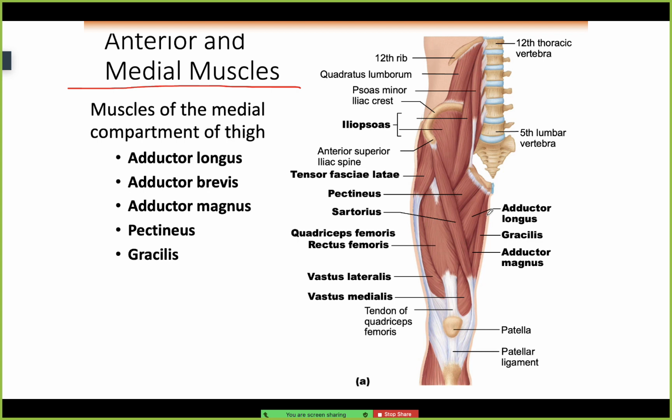So we have the adductor longus and the adductor brevis. Adductor longus is right over here. Behind that, as we already saw, you have the adductor magnus. The pectineus muscle is next to that. The gracilis muscle is next to that. And then right here is the iliopsoas muscle.